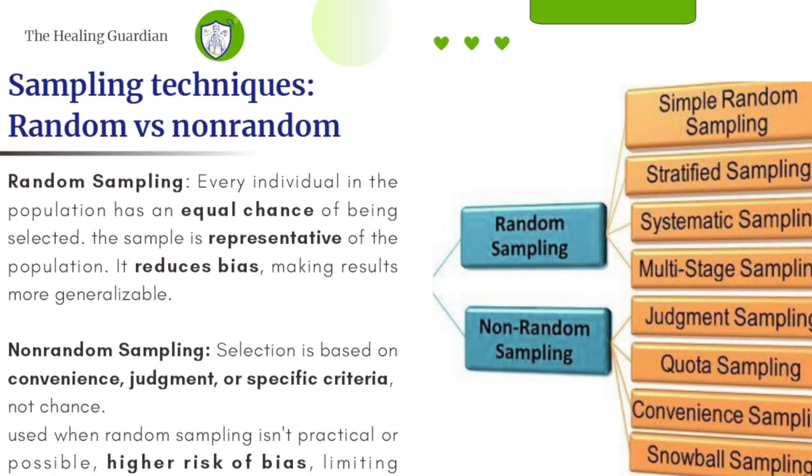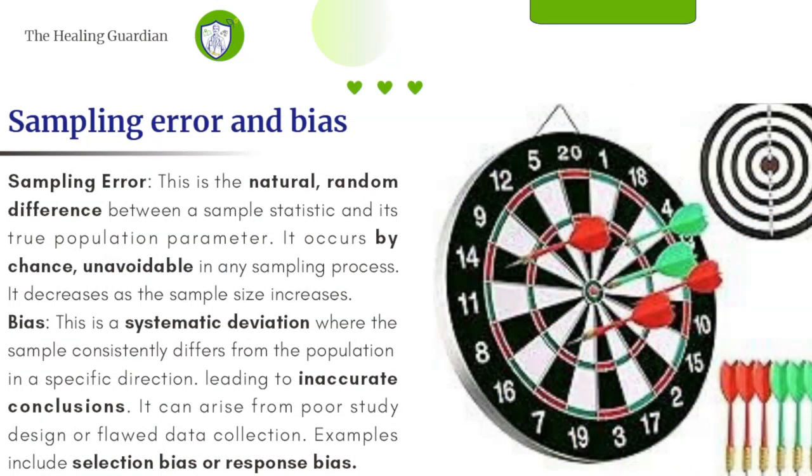So non-random sampling is not desirable because there is a high risk of bias, beginning with the interviewer and also with the interviewee. So all these are put into consideration when we are gauging the results, how reliable they are. Starting with sampling itself, even before you have conducted the data to use it in biostatistics, sampling comes with error and bias. Sampling error is a natural random difference between a sample statistic and its true population parameter. It occurs by chance and it is unavoidable.